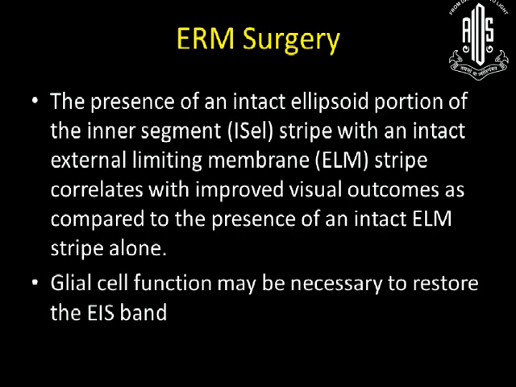Another interesting fact concerns the ellipsoid zone and the presence of ELM. Patients who had development of the inner segment ellipsoid and the COST all had intact ELMs, which means that the external limiting membrane or the Müller cells had to be intact for the regeneration of the other elements, the ellipsoid and the photoreceptors, which is again a good prognostic feature. If you had an intact ELM after macular hole surgery or ERM surgery, you could be sure that your COST would develop over time.